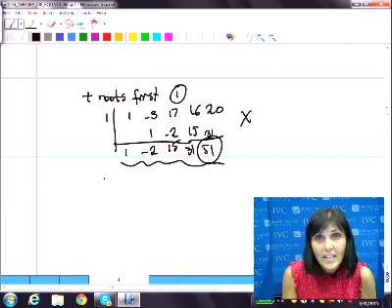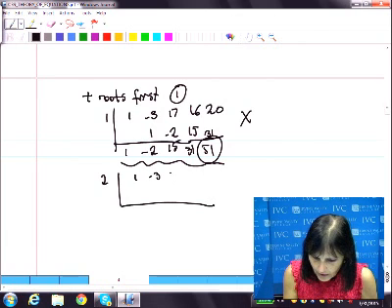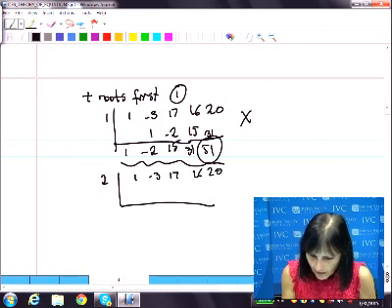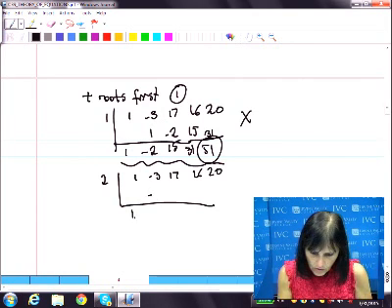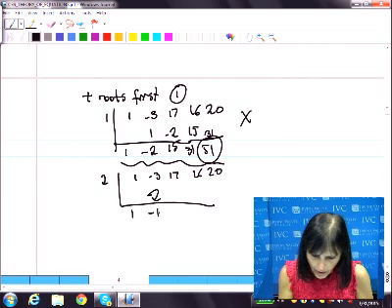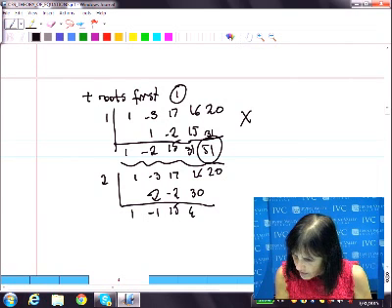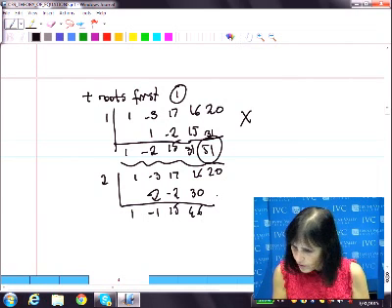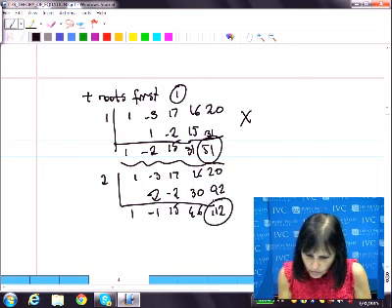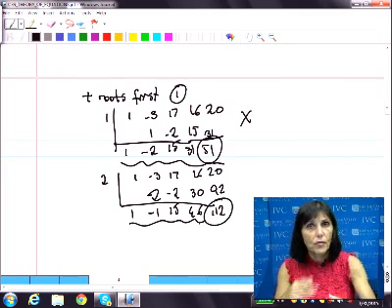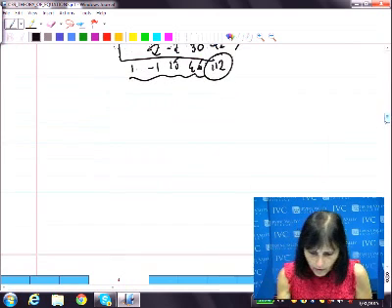So let's try the next positive candidate, 2. You do the same thing. 1, negative 3, 17, 16, 20, and do your thing. You're going to have 1. So 1 times 2, negative 1, negative 2, 15, 30, 46, and then 2 times 46 plus 2, 92, so 112. Again, this is not a root, and this is not either all positive or alternating nicely, so that ain't it either. So let's try 4.